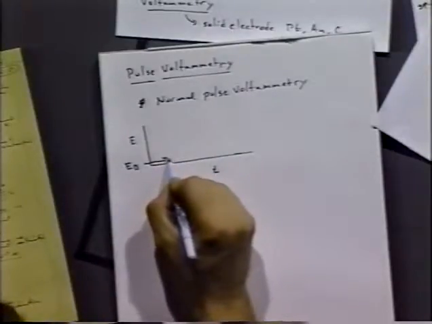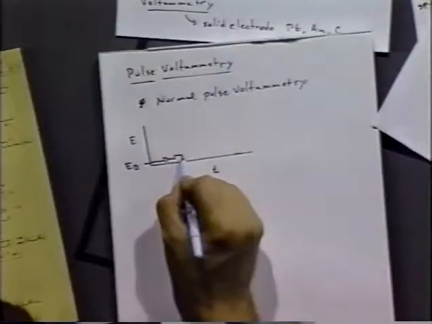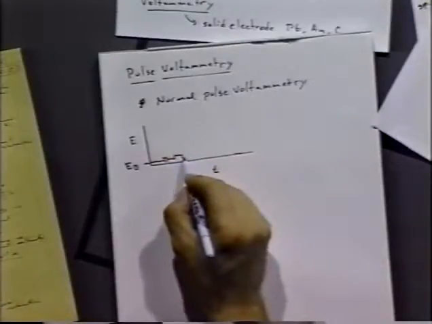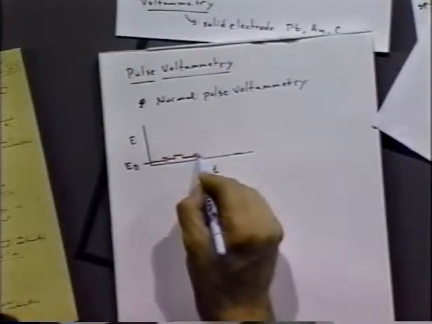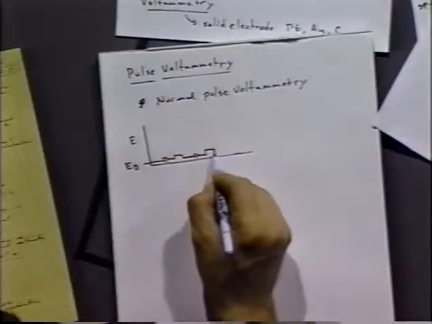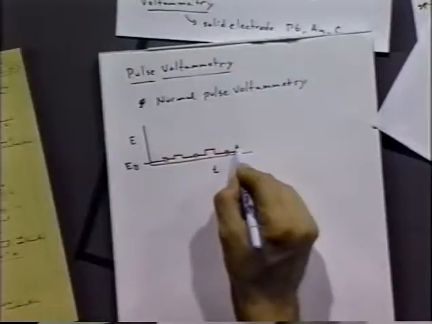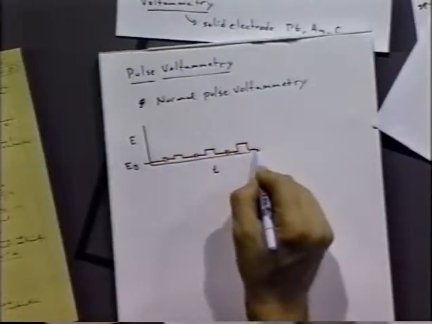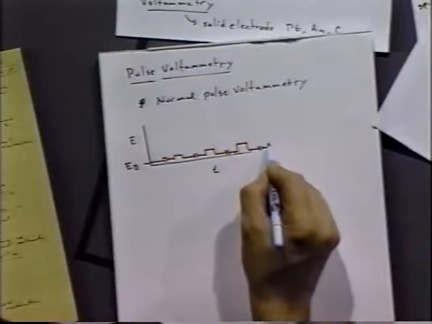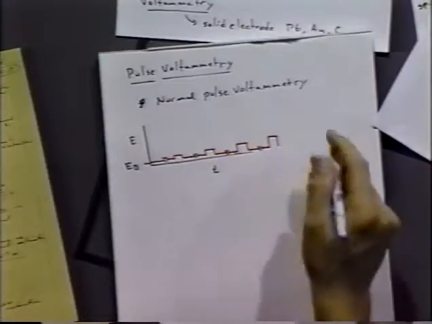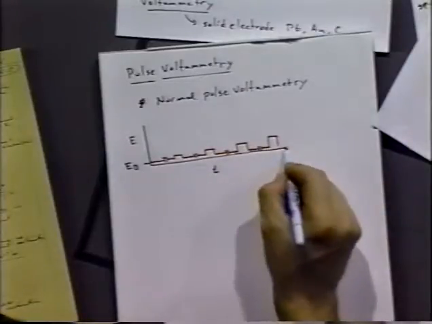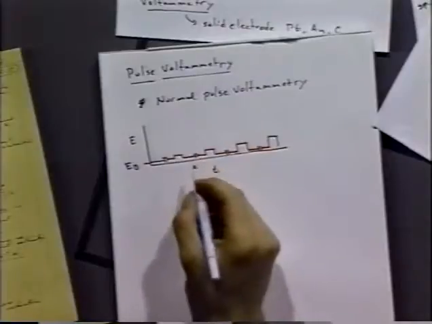So what we do is we start out, we have a little tiny step, and then we wait some amount of time, and then we have a little bit higher step, and we wait some amount of time, and then we have a little bit higher step, and then we wait some amount of time, and then we have a little higher step, and so on. And we keep doing that over and over and over again.